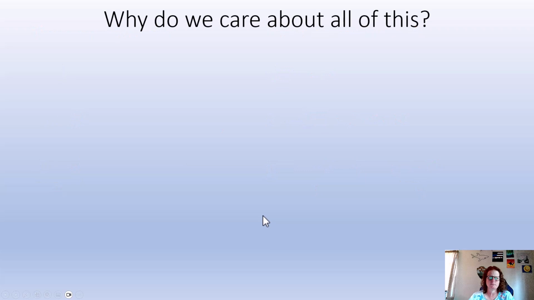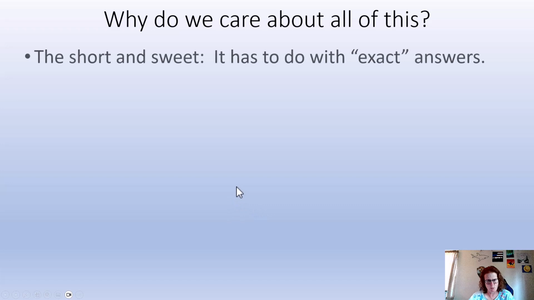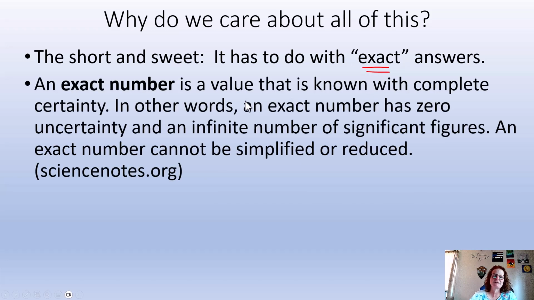Why do we care? Why are we all worried about what's a surd and what's not a surd? It actually has to do more with science, but it has to do with exact answers. And you probably saw this word in an earlier slide, an exact answer. An exact number is a value that is known with complete certainty. In other words, an exact number has zero uncertainty, and this is kind of a key word right here, an infinite number of significant figures. It goes on forever. Infinite. An exact number cannot be simplified or reduced.